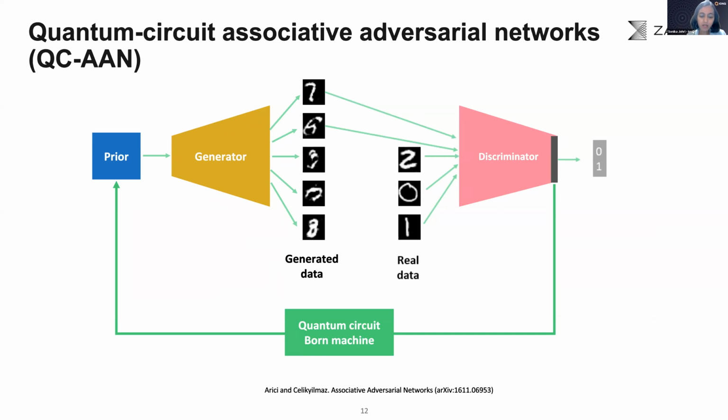A measurement from the random circuit results in a bit string, which is used as an input to the generator. Each iteration in the learning algorithm leads to an update in the parameters of the quantum circuit until the generator and the discriminator reach an equilibrium where the generator is fooling the discriminator about 50% of the time.